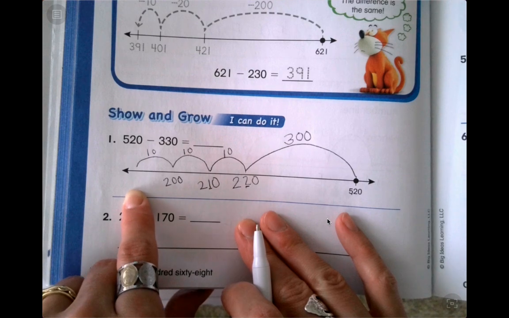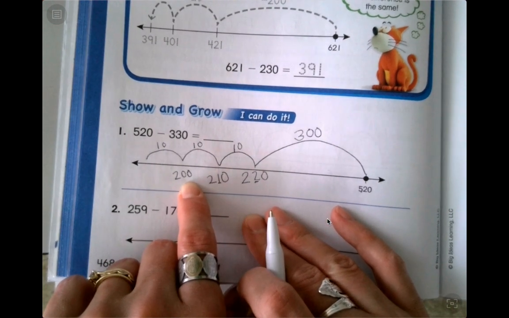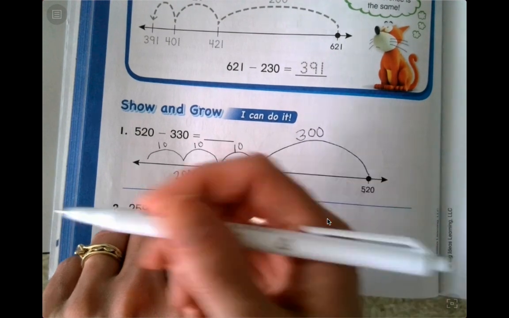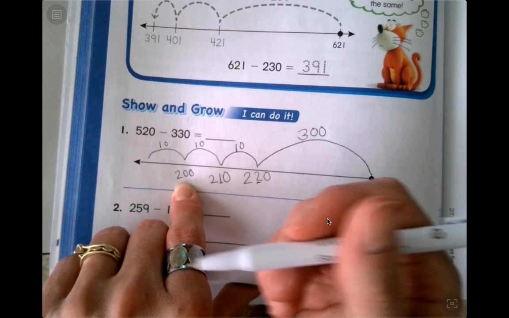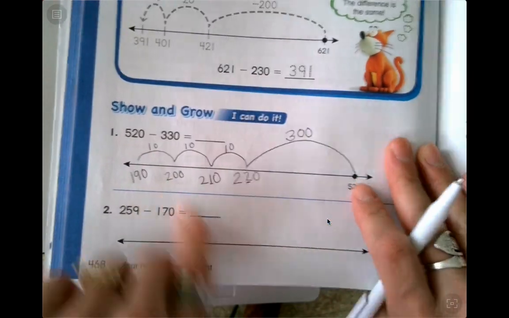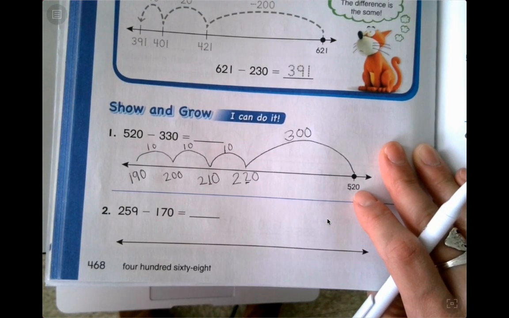Wait, no. 109. Yes. So he's going, oh, wait. How do I go back 10? Well, what's my next 100 from 200? I'm going back. It's the hundreds, right? So 190 is the next one. Okay?